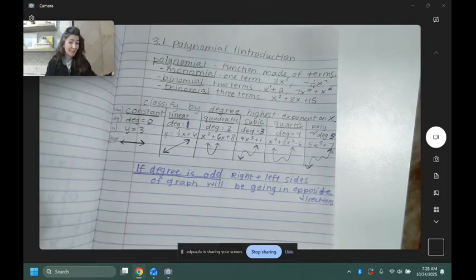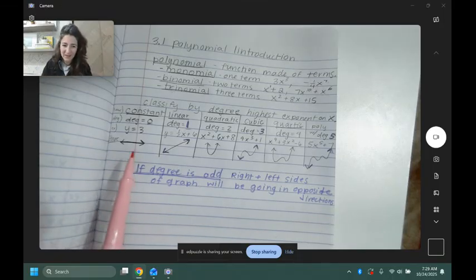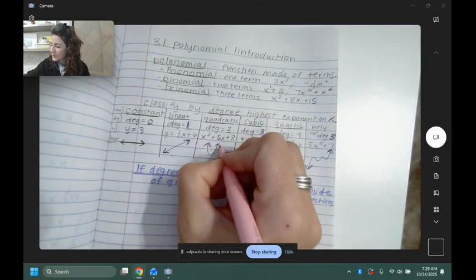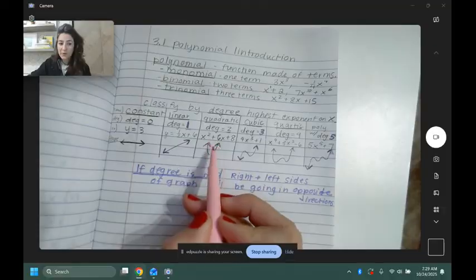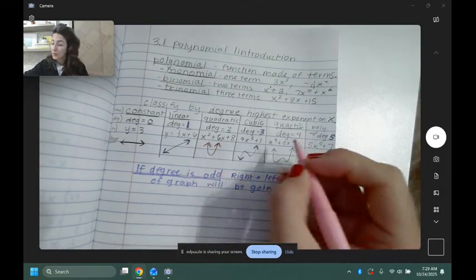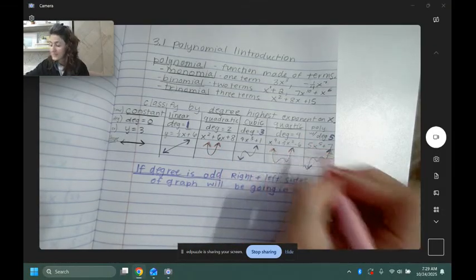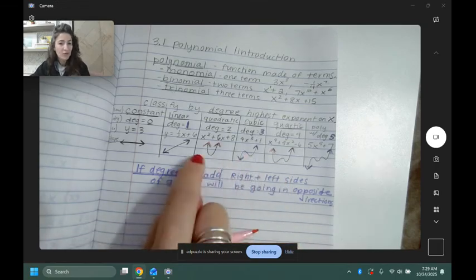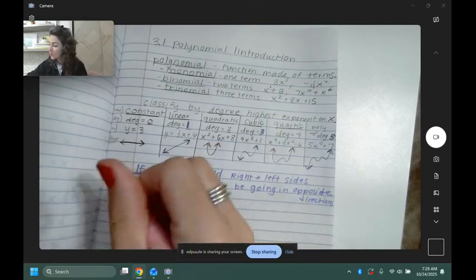Conversely, if the degree is even, and I'm not going to do the constant function because it's kind of an anomaly, it doesn't really go anywhere. But with the quadratic function, both the right side and the left side are going up. With the quartic function, both the right side and the left side are going up. With a degree of 6, that's going to happen as well. With a degree of 8, that's going to happen as well.